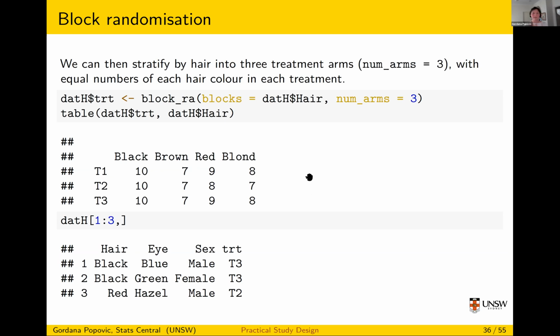Okay, so this is what it looks like in the data. If you want to know which treatment the first person is in, they are one of the black haired people in the 3rd treatment group. So you'll get this data set out and you know where to allocate everybody.